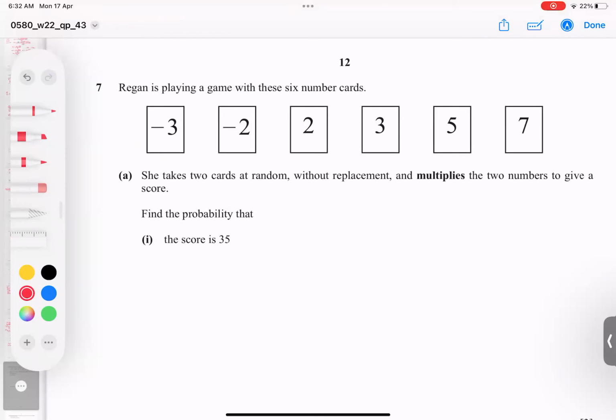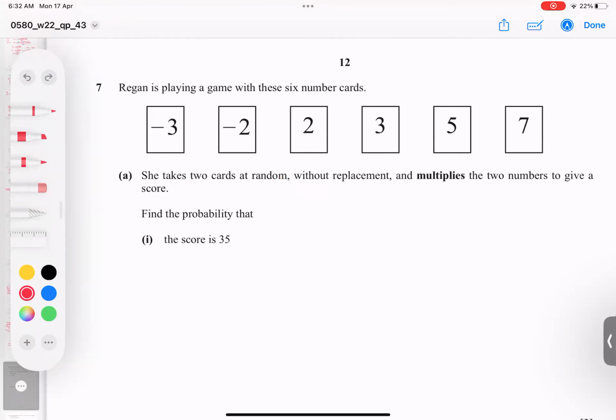The question of probabilities. Here, many students get issues. Maybe because mostly this question is going to be tough. Okay, for students, probability. Reagan is playing a game with 6 cards. She takes 2 cards at random without replacement.